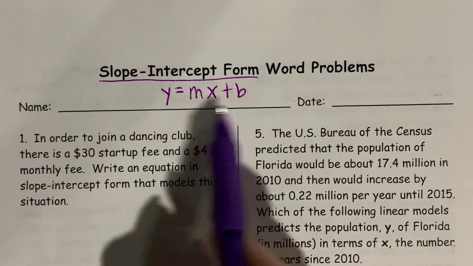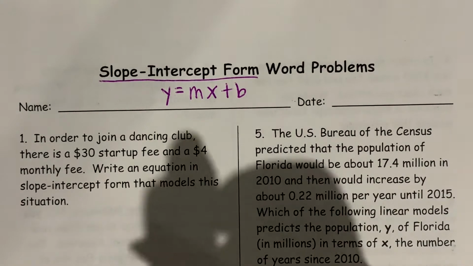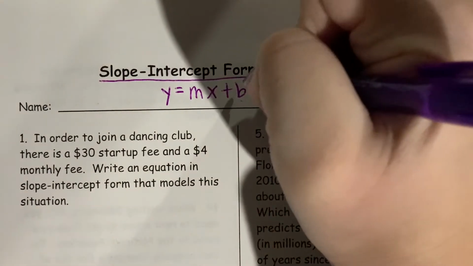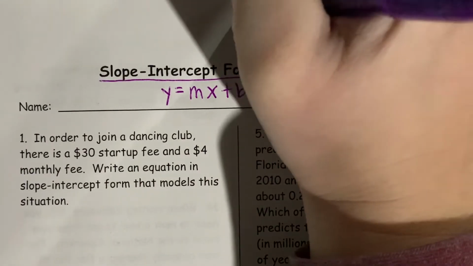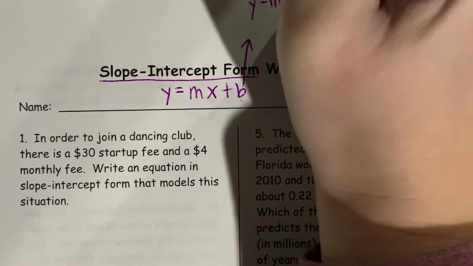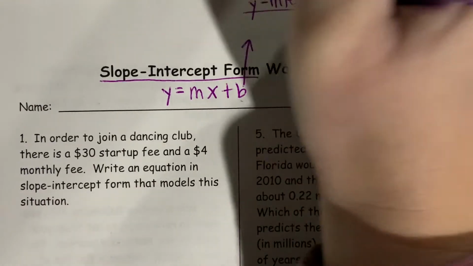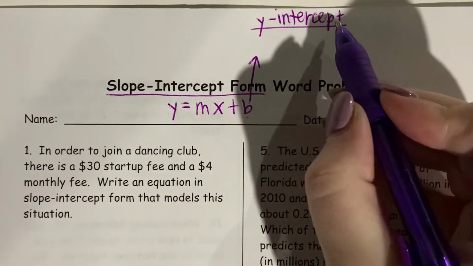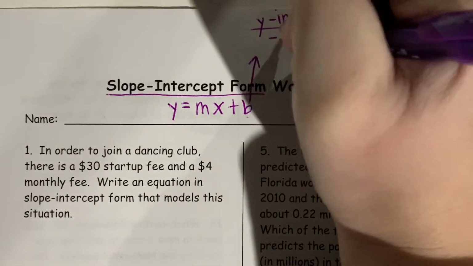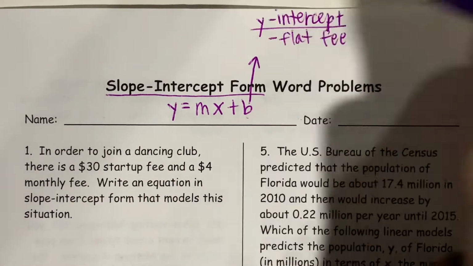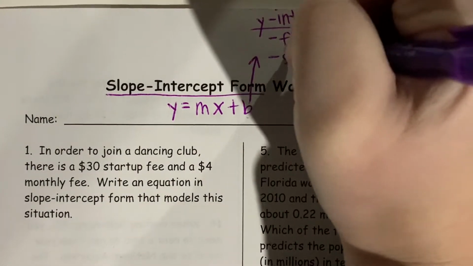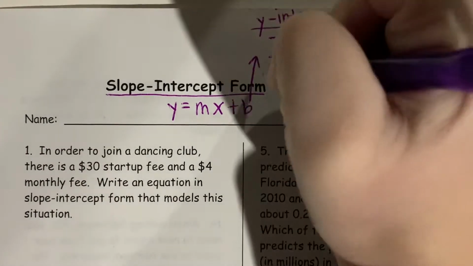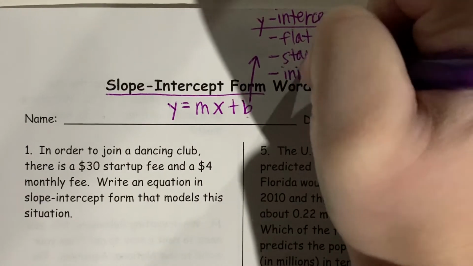And let's break down the different parts of this form that we'll be able to identify in our various problems. So let's start with the b. The b is our y-intercept. We can make a note, the b is our y-intercept. And when working with the y-intercept in these story problems, the y-intercept might be something like a flat fee that we have to pay. It might be a startup fee or a startup value. It could also be just some initial starting position.